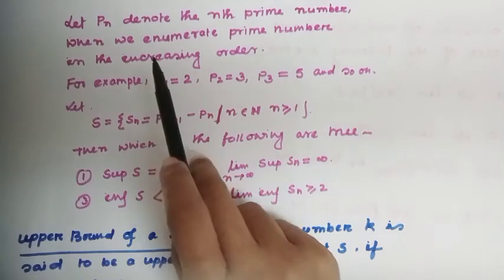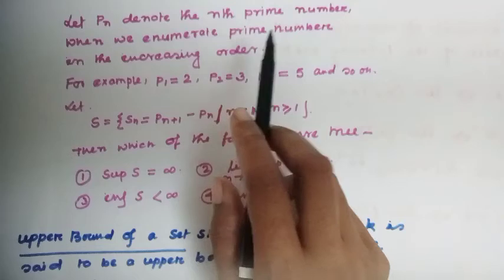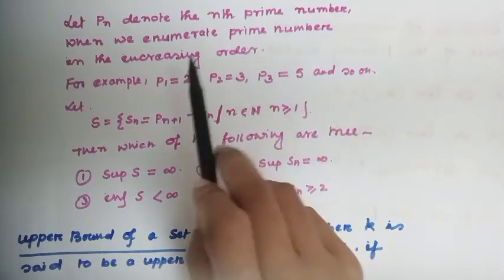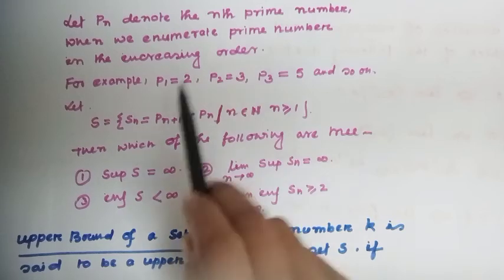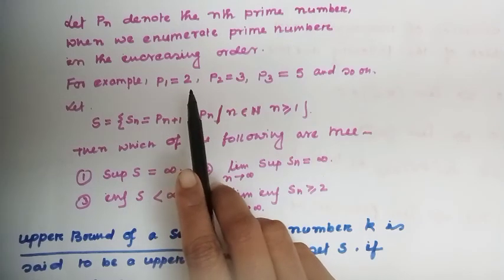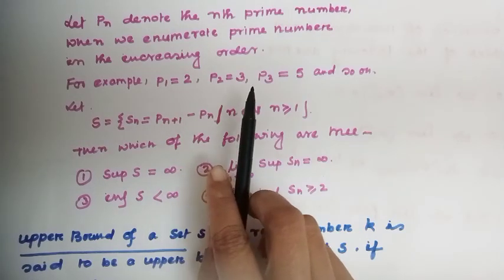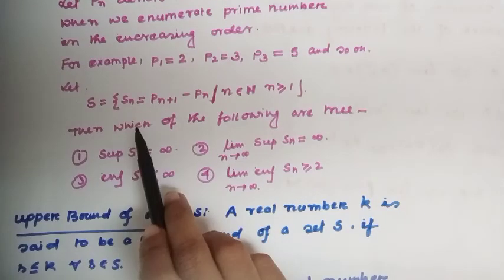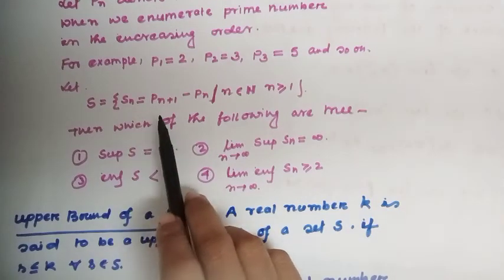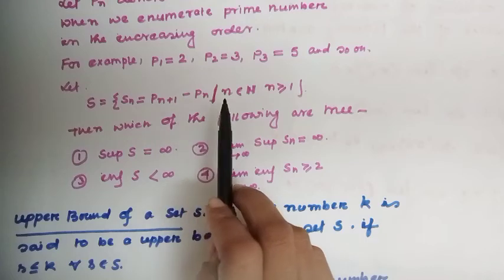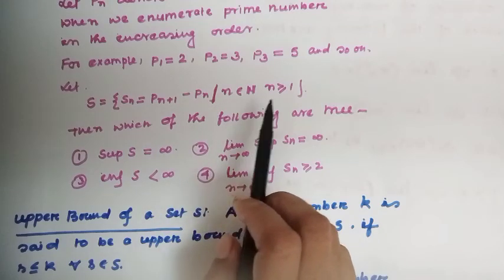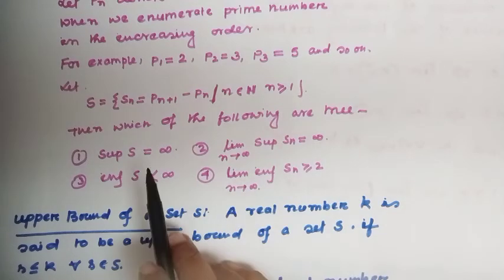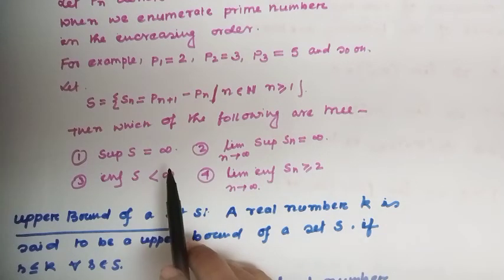Let's see the question. Let Pn denote the nth prime number when we enumerate prime numbers in increasing order. For example, P1 equal to 2, P2 equal to 3, P3 equal to 5 and so on. And S equal to the set of Sn equal to Pn+1 minus Pn for all natural numbers n greater than or equal to 1. Option 1: supremum of S equal to infinity.